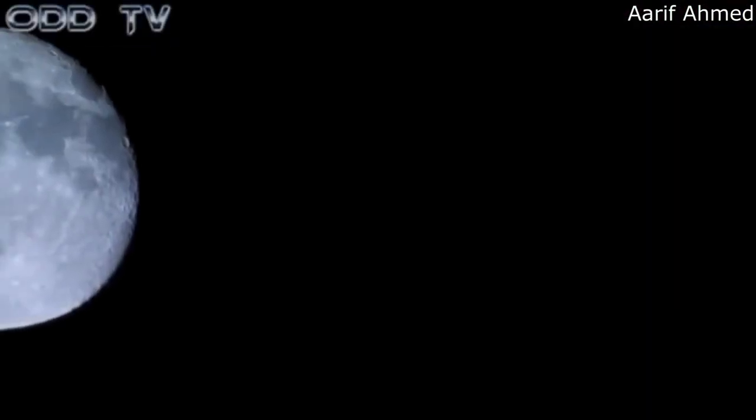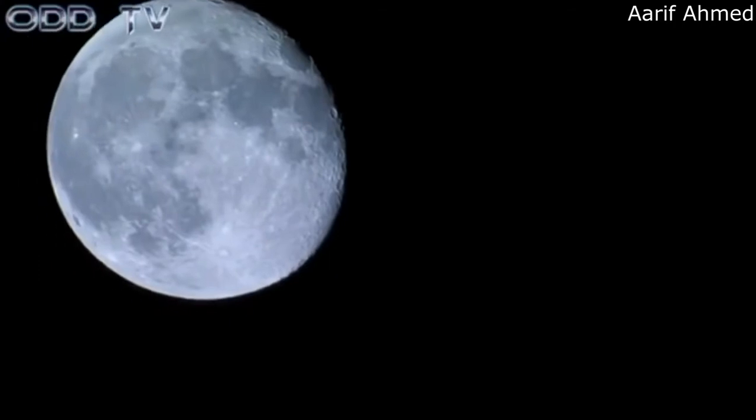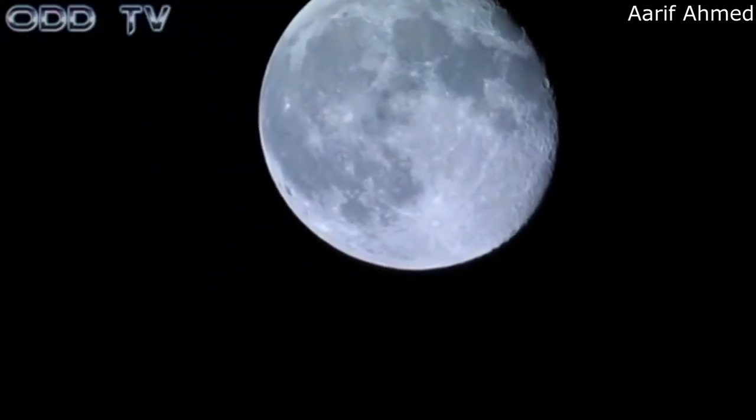NASA claims that they went to the moon and captured a shot of the spherical Earth, as if they always knew it was indeed spherical.